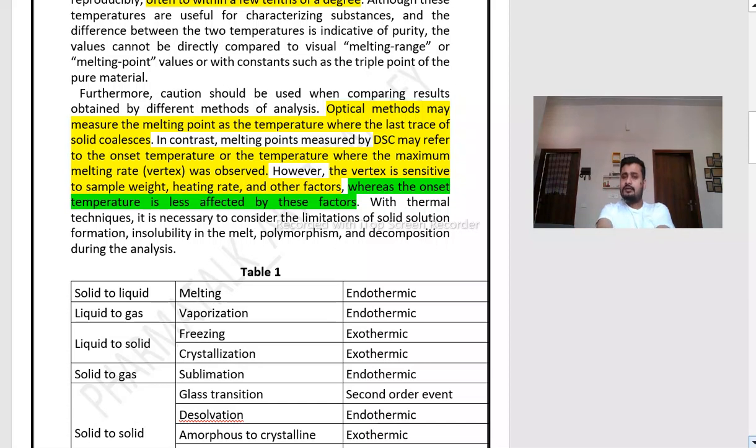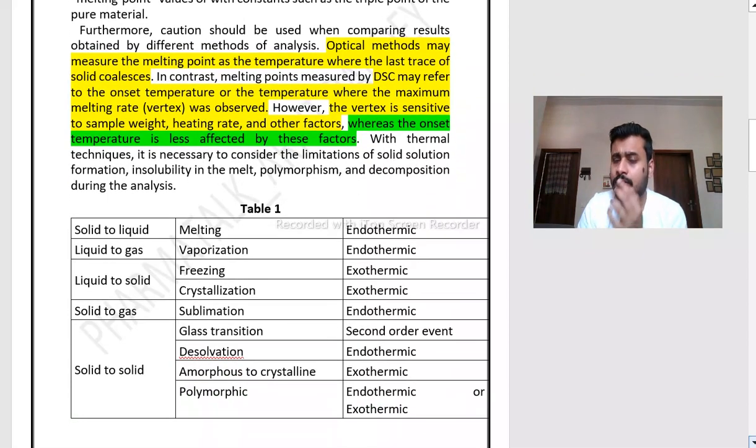Later I will discuss what kind of transition we generally see in the pharma field during characterization using DSC, if we heat the substance or if a special transition occurs.